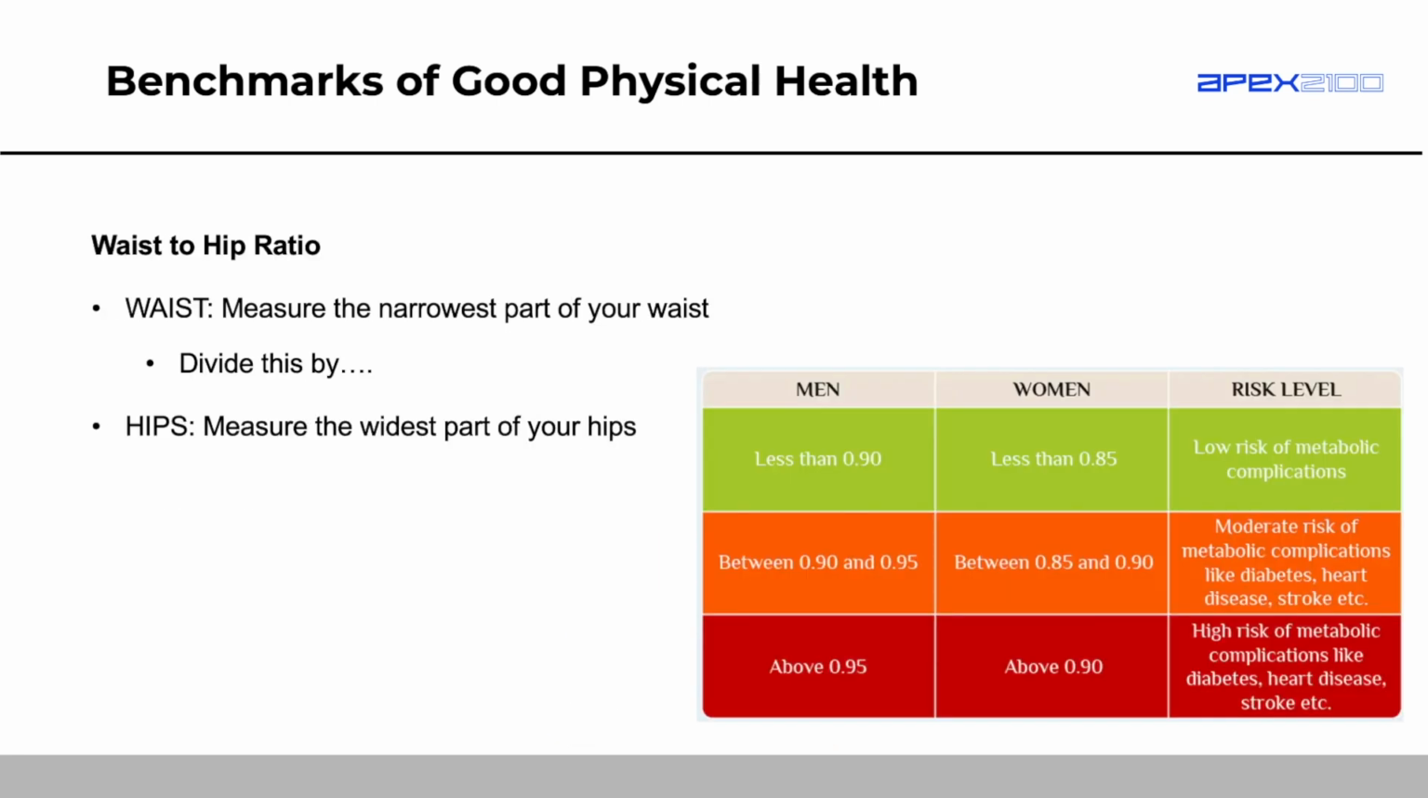Okay, so waist to hip ratio. In order to measure that, we take the narrowest part of the waist and divide it by the widest part of the hips. And we can class that into 3 different categories: low risk, moderate risk, and high risk. For men, that's less than 0.9 for low risk. Moderate risk is 0.9 to 0.95, and then high risk is above 0.95. So if you have a measuring tape at home, you can calculate your waist to hip ratio and look back at this table to determine where you sit.